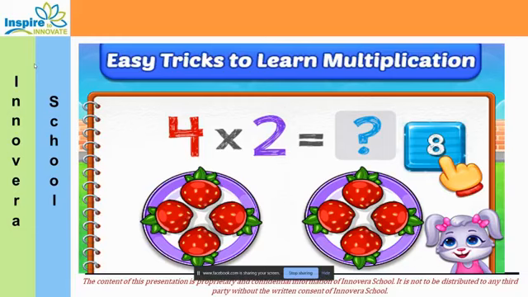For multiplication, what should you know? You should know the tables. For doing multiplication sums, you should know the tables. Today we are going to learn about addition facts and multiplication facts, and how to multiply a 2-digit number by 1 digit.